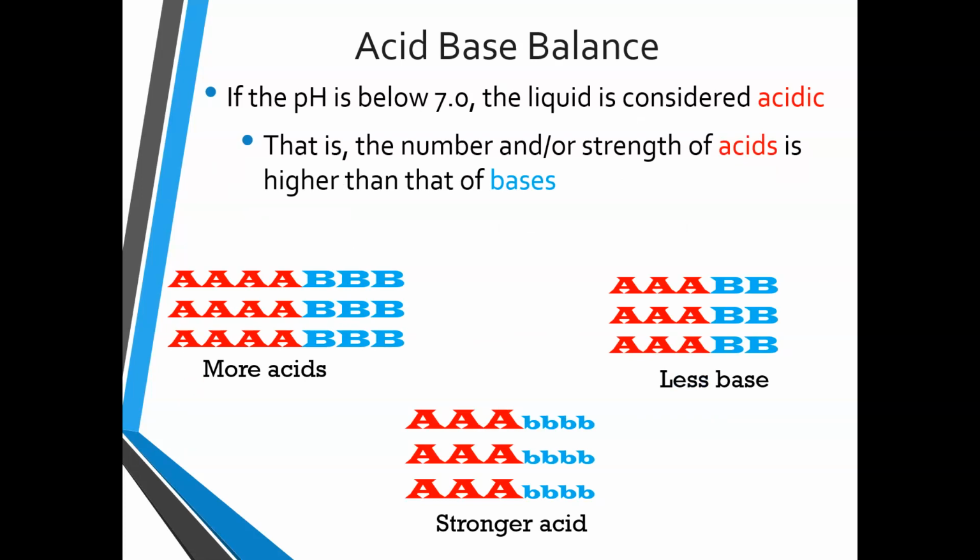If the pH is below 7.0, the liquid would be considered acidic. And when we're dealing with patients, we're talking about their blood. And that is the number and or strength of acids is higher than that of the bases. So if you see here, more acids, or if there's less base, even though there's relatively the same number of acid, or if the acid is stronger versus the base that's represented.